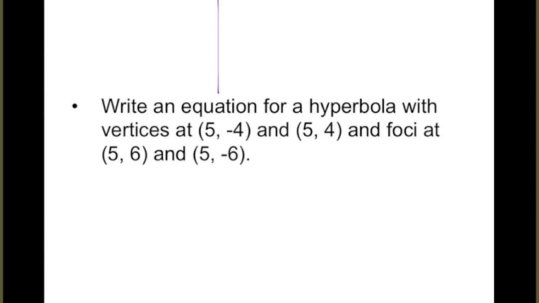So for this, again, you don't have to plot them, but I find it easiest to plot our points to find direction. So I have vertices at 5, negative 4, and 5, positive 4, and foci in line with those at 6 and negative 6. So it should go through the vertices and open up around the foci. Now by plotting, I can see that this is vertical facing. So in the table, when I look for vertical facing, that means y comes first.